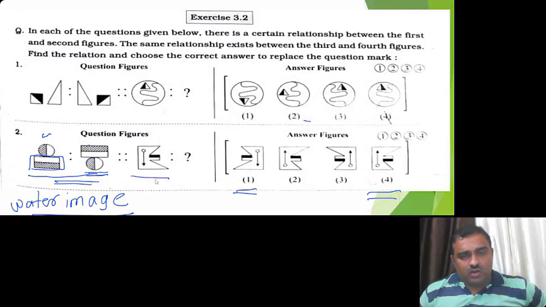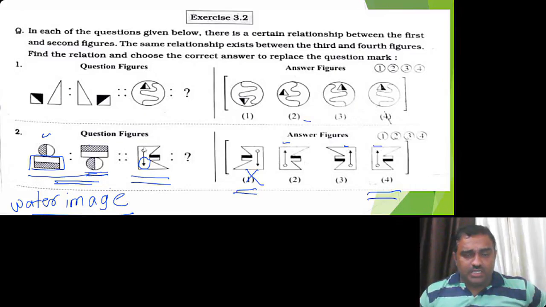Now see, up, down, down, up. You have to see it. Now see about this arrow. Arrow is at down, so in water image it should be at up. So where it is here at down, this is cancelled. It is here at up, it is here at up, it is here at up, with arrow.